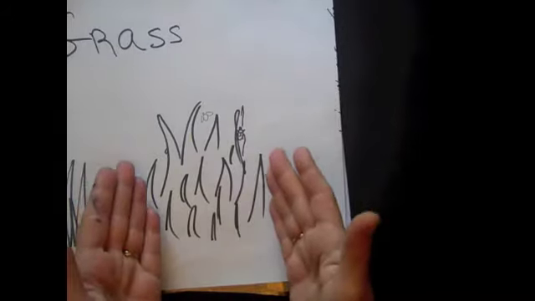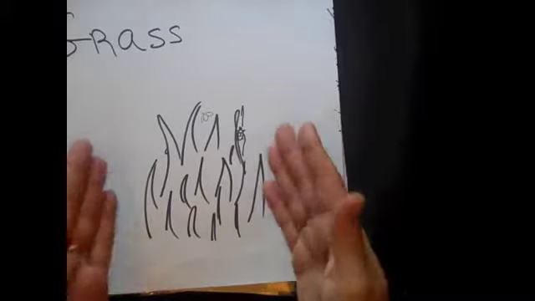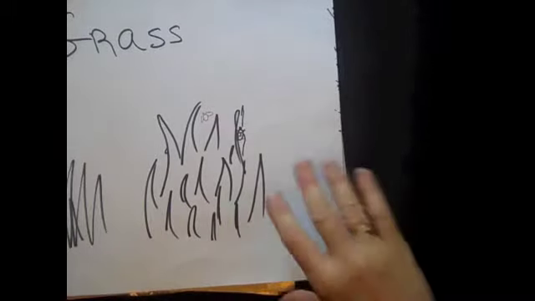Survey says color. If this were green, it would look like grass. If this were red, it would look like fire. So in the first space here, you are going to draw an example of grass. Draw it however you'd like, whatever your idea of grass is.